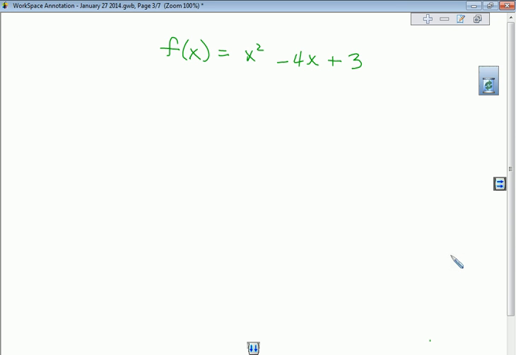Okay, so part of today is just reminding us about things we already know from the quadratic unit, and then part of it is extending it into higher degree polynomials and what we should see from that.